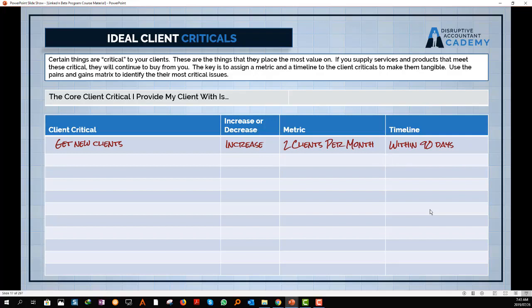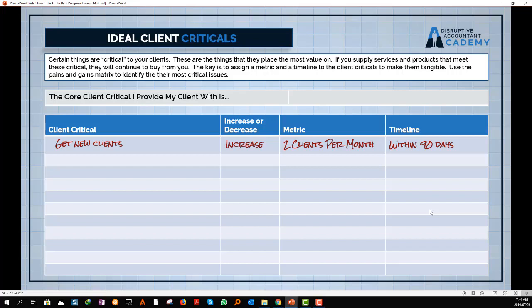So in my world, for example, my clients want to get new clients. That's the thing that they want more than anything else. So is it an increase or a decrease? That's the second column there. Well, obviously it's an increase because they want more. Now here's the secret sauce, the metric and the timeline. So the minute that I introduced a metric and a timeline into everything that I do and the marketing that I do, I 5x'd my results. So that's 5 times better. I mean, that's just like phenomenal. It's kind of crazy, isn't it?